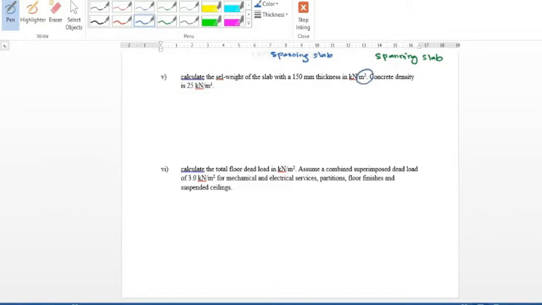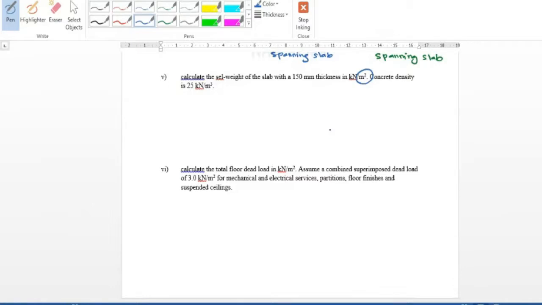Per meter square. Because of what? Slab is a wide area. So we measure the slab in meter square, per area, because lantai tu luas, dia besar. So we always calculate the self weight of slab in kilonewton per meter square.